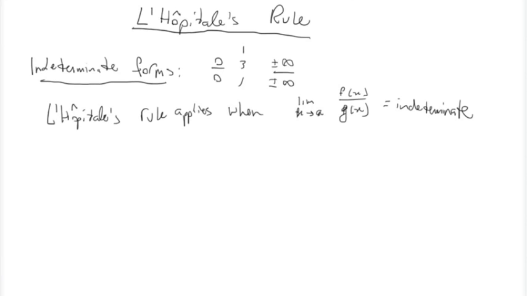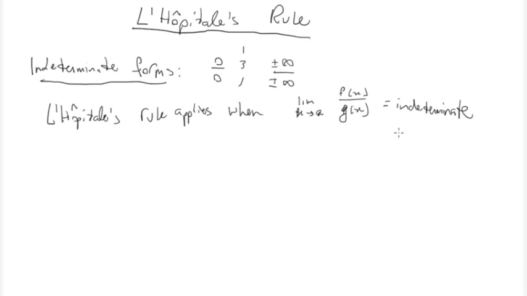So the indeterminate forms are 0 over 0, and plus or minus infinity over plus or minus infinity. This gives you a hint that all the problems we will use L'Hopital's rule for are going to be limits that are fractions. They look like this: the limit as x approaches a of some function over some other function. And we can only apply this rule to a function where that's indeterminate.